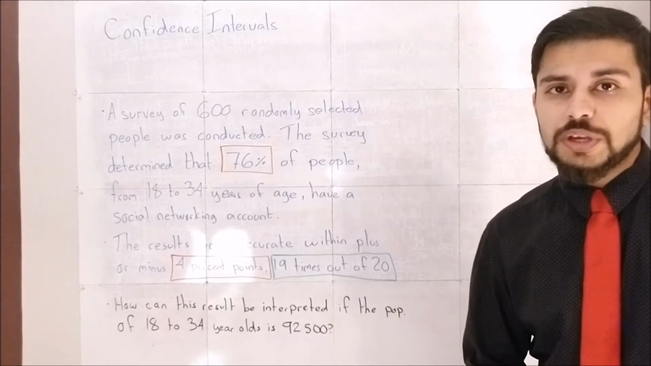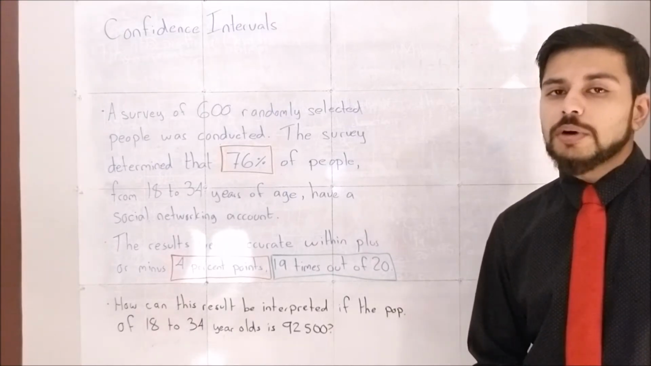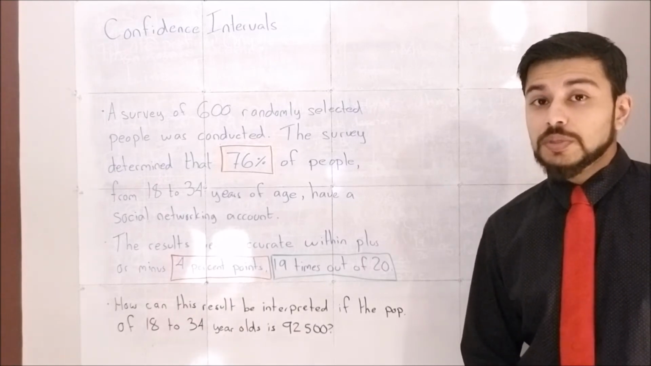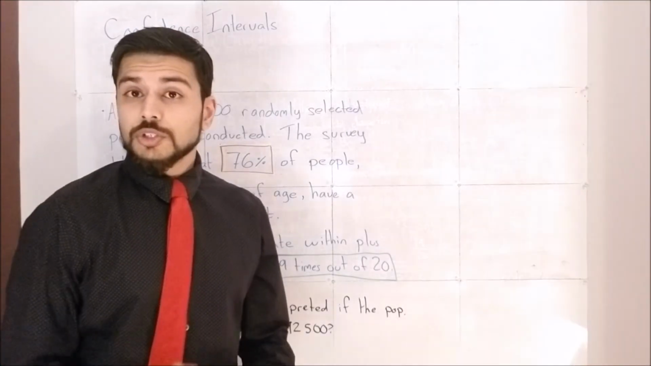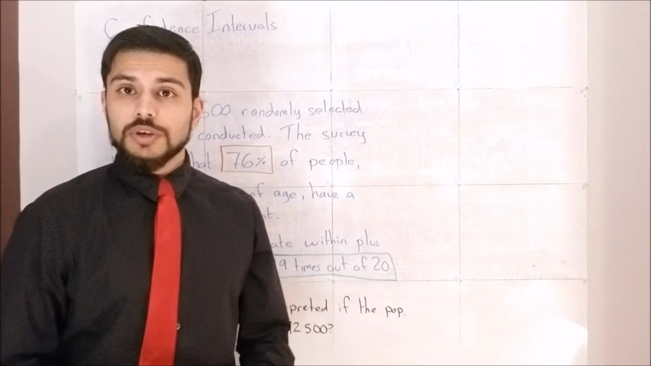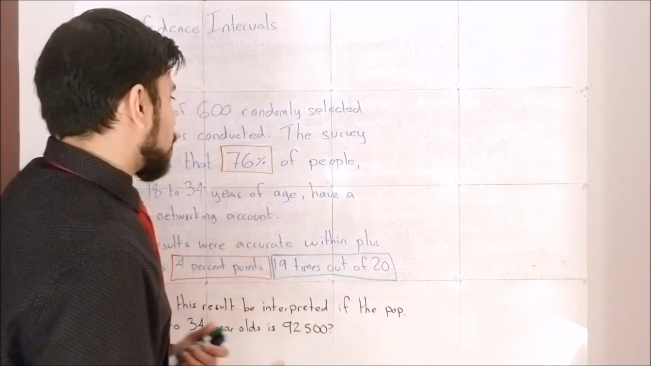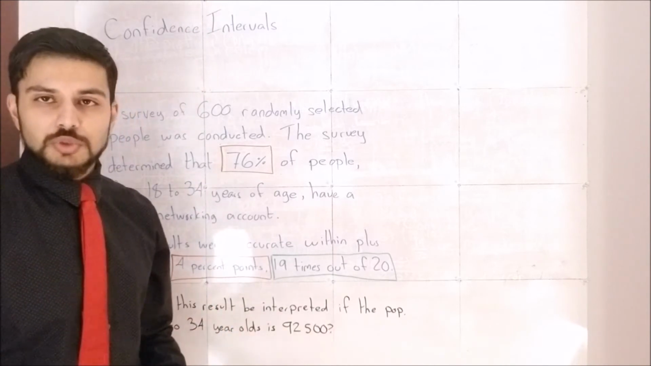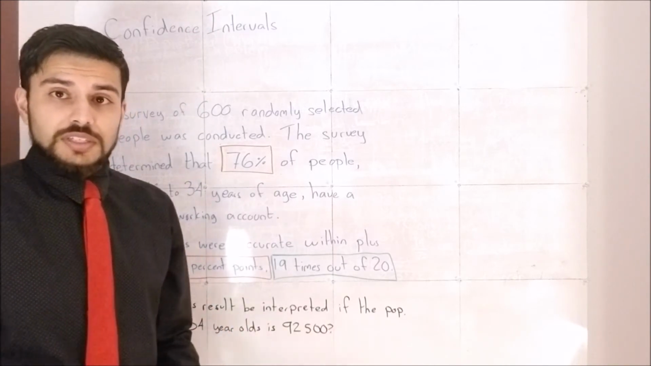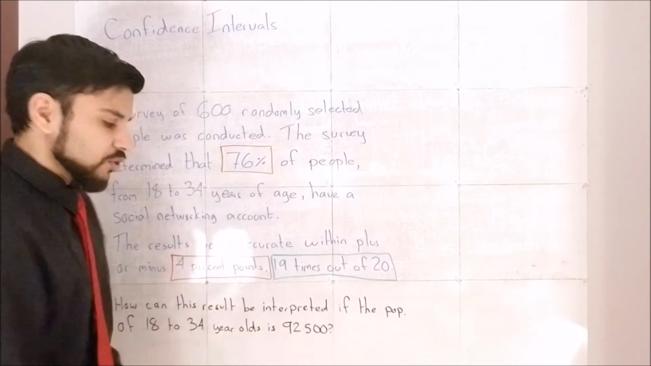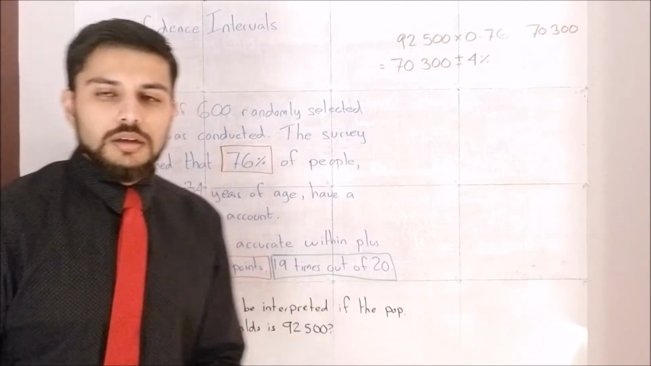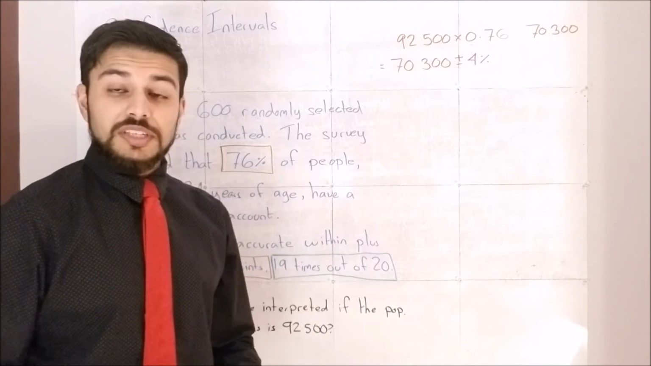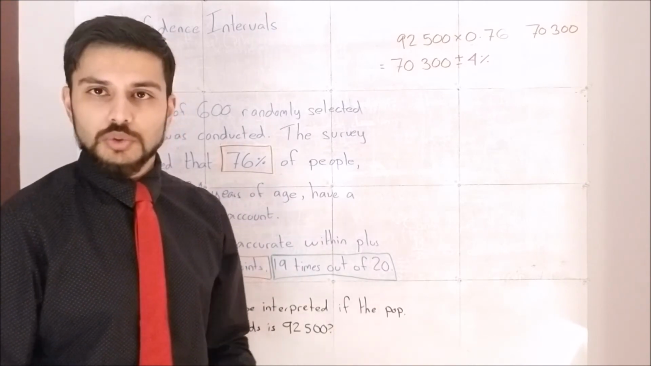Now we have a number that we can work with, and we can apply that to our margin of error, confidence interval, and our confidence level. So let's do that. Let's try. So we're going to start by using some of the numbers that we know for sure. For example, we know that 76% of the people said that yes, they do have some sort of social media. So let's figure out what 76% of our 92,500 actually is. Okay, and the math yields 70,300 people said yes, they do have some sort of social media.